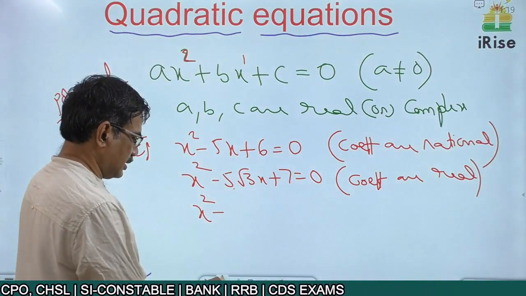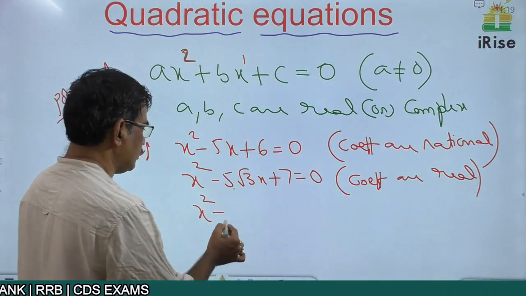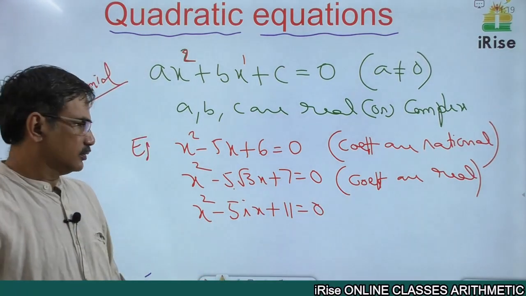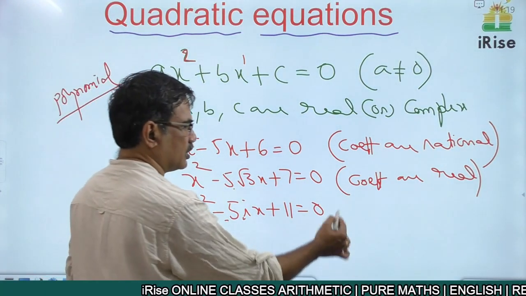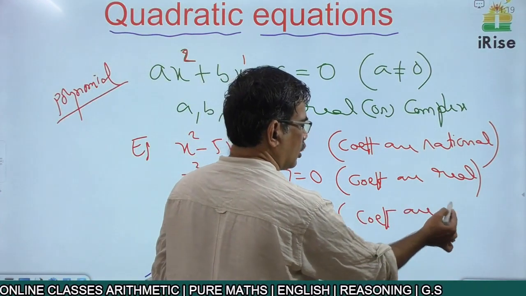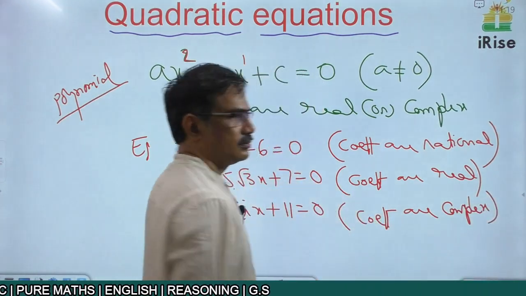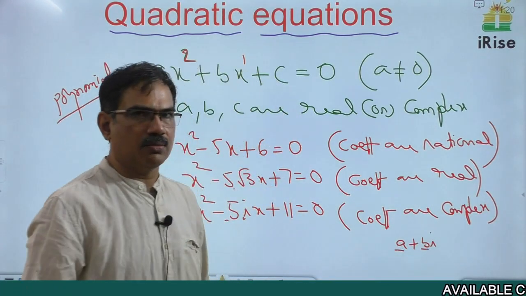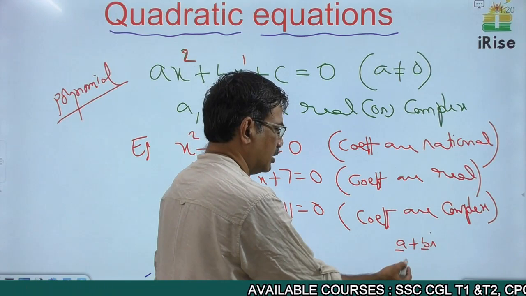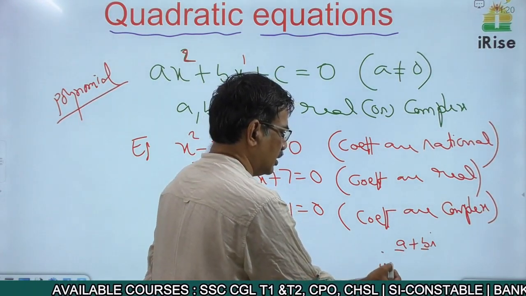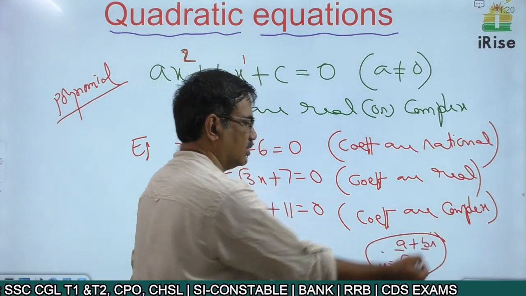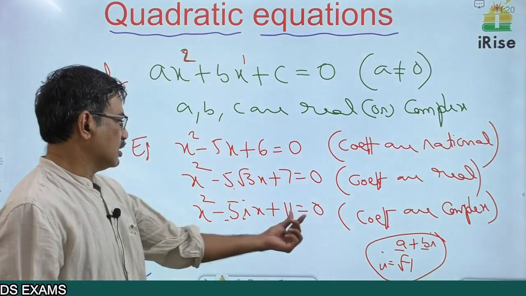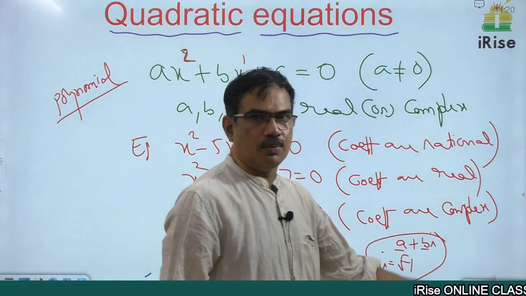x square minus 5ix plus 11 is equal to 0. Here one of the coefficients is imaginary. We say that the coefficients are complex numbers. Any number in the form of a plus bi, where a comma b are real numbers, is called a complex number. Here i is equal to root of minus 1. This is the definition of a complex number. So this is a quadratic equation having complex coefficients.